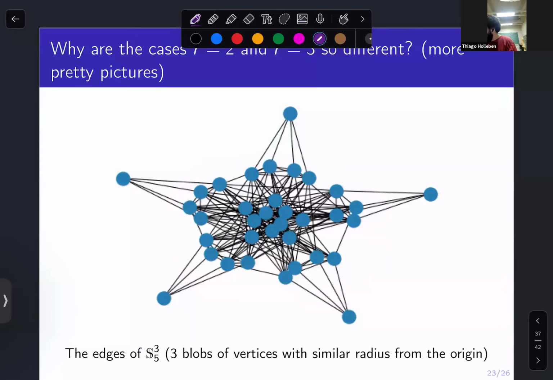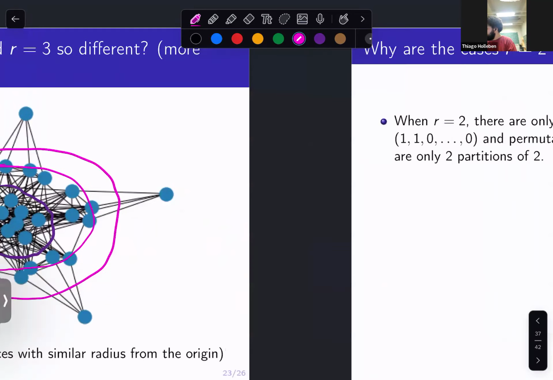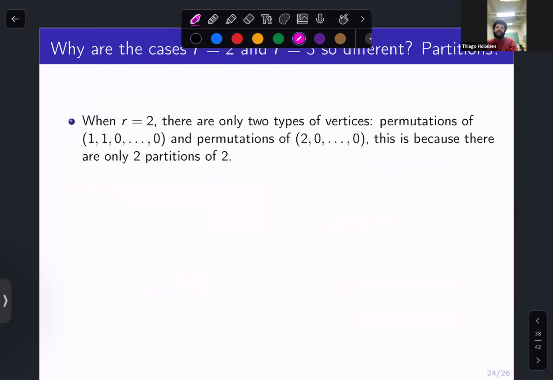What is actually happening here is you have a blob. I don't know if you can see it. There's a blob in the middle, like in the very center. And then there's a bigger blob, like not a blob, but like a ring of things, right? These vertices here. And then you have the pointy things. So there's in some sense one extra layer, okay? And why is that the case?